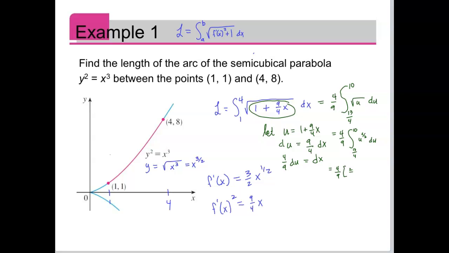So what's that going to be? 2/3 u to the 3 halves from 13/4 to 10.